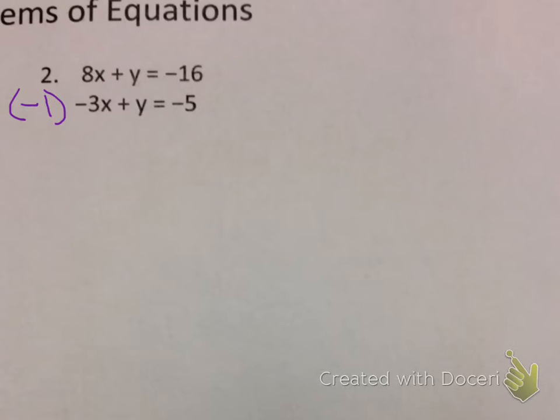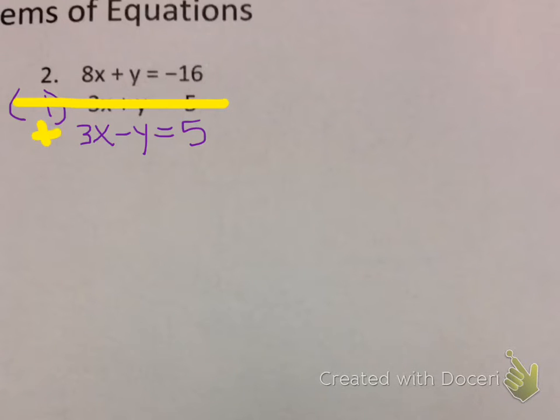So negative 1 times a negative 3 is a positive 3x. Negative 1 times y is a negative y. And negative 1 times negative 5 is a positive 5. Now when I do this, I like to just kind of cross through the equation that I'm not going to use anymore, so I don't forget what I'm doing.